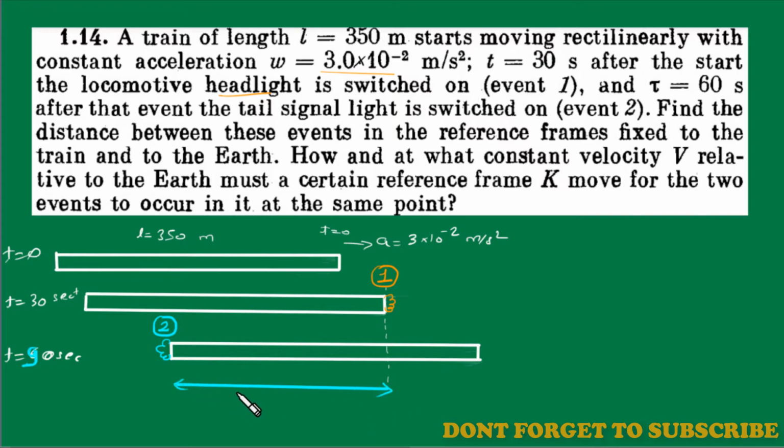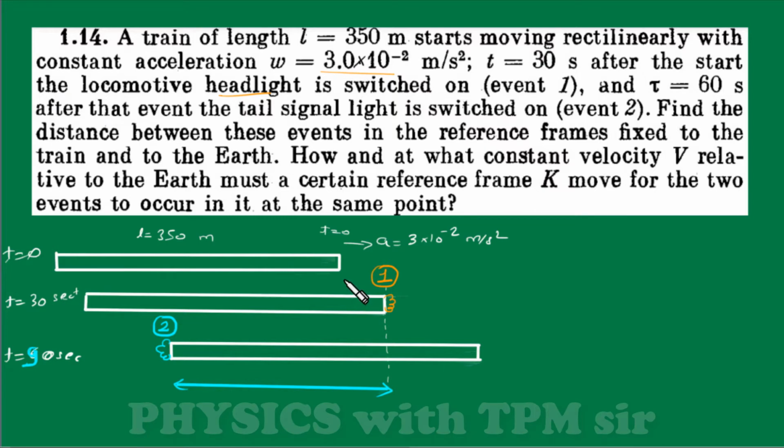This is the question. So what I will do, suppose from t is equal to 0 to t is equal to 30 second, they must have traveled some distance. Let me write it as s1, and in the first 90 second they must be traveling some distance as s2, and obviously we can write s1 is equal to half into a into 30 square. I think this is very easy because initial velocity is 0. The train has started from rest with initial velocity 0.